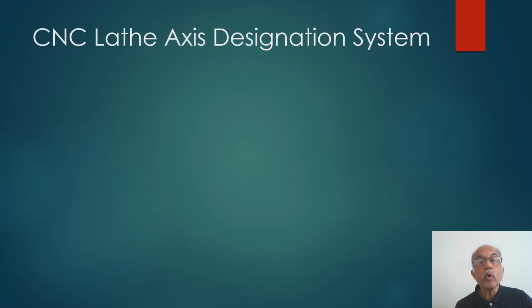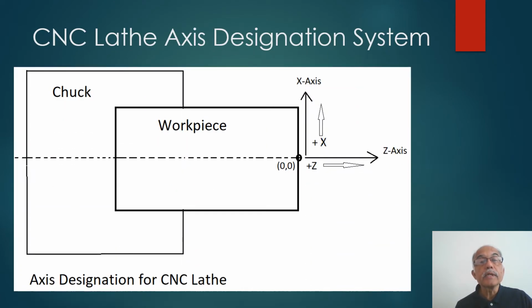Now we'll discuss the axis designation system for CNC lathe. Generally, a CNC lathe has two axes, the longitudinal axis, that is the Z axis, and the transverse axis, that is the X axis. However, some CNC lathes having live tools have more than two axes. So the axis passing through the lathe center is the Z axis and the axis perpendicular to the Z axis is the X axis.